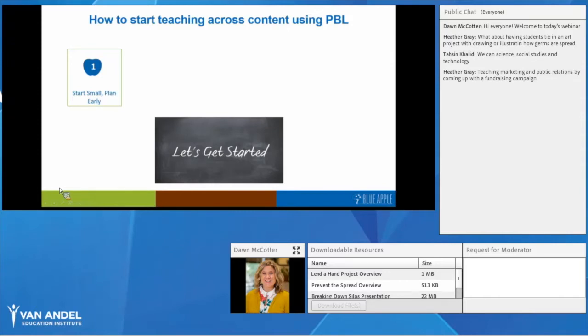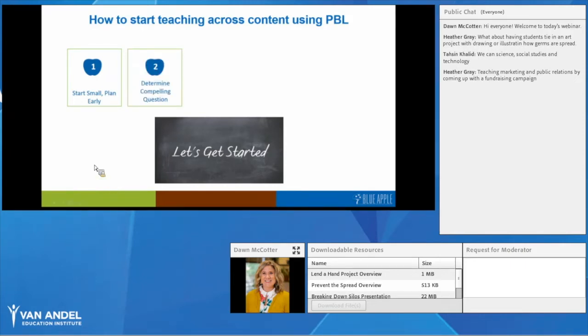So, how to get started teaching across the content using project-based learning. Well, in everything new that we're trying, it's always good to start small. I shared with you projects where we had connected the four content areas and also SEL, and that's not going to happen overnight. But if you pick something, maybe something you already have that you can build upon, take a project you do, and ask what other content areas you can bring into that to teach in a more integrated way. And then plan early. The earlier you can start thinking about and planning it, the easier it is, obviously, to implement.